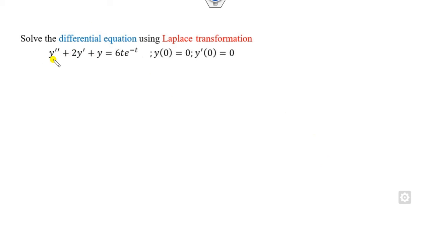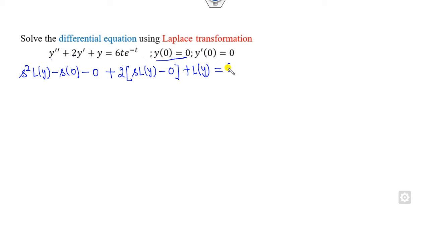Okay, again I can start with the Laplace of this. It is s square Laplace of y, minus s times y of 0, minus y dash of 0, plus 2 times s L of y minus y of 0, plus L of y, equals 6 times the Laplace of t e raised to power minus t. So I can make the pair: s square plus 2s plus 1 times L of y.